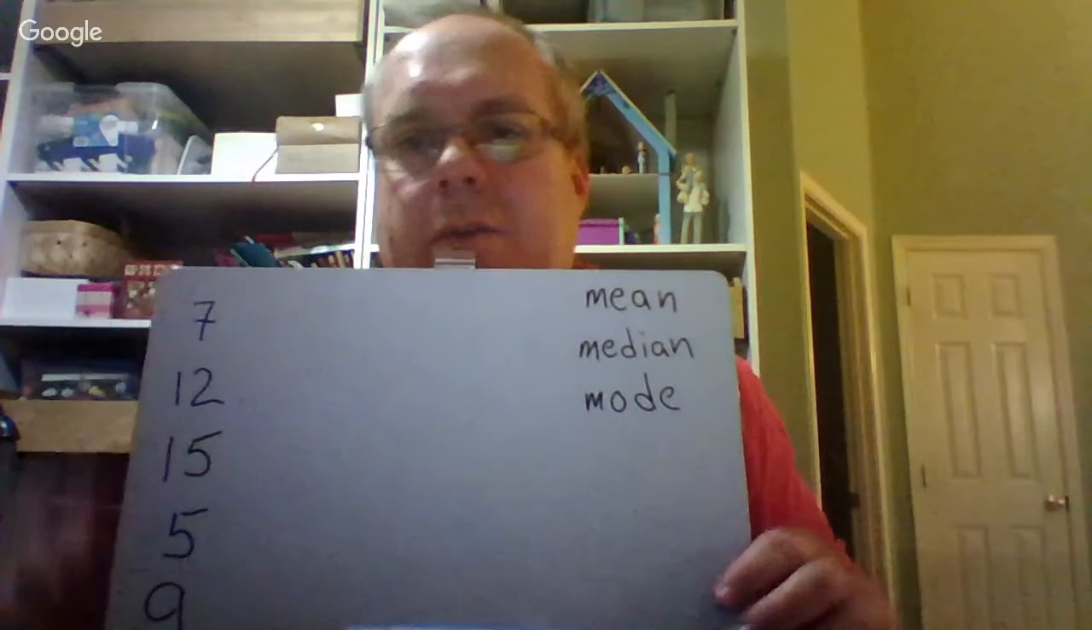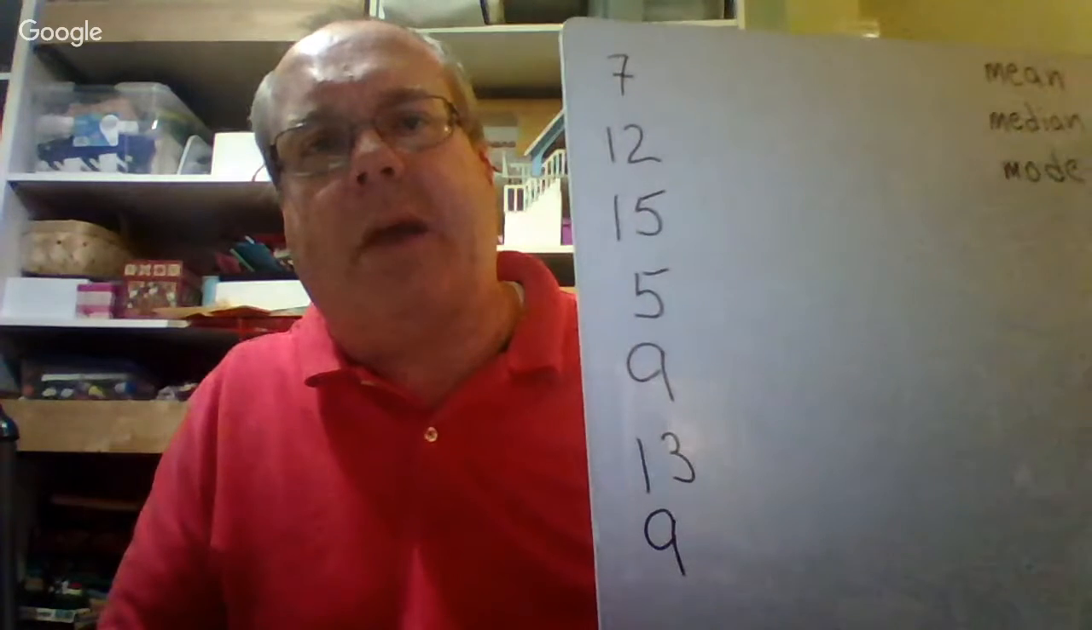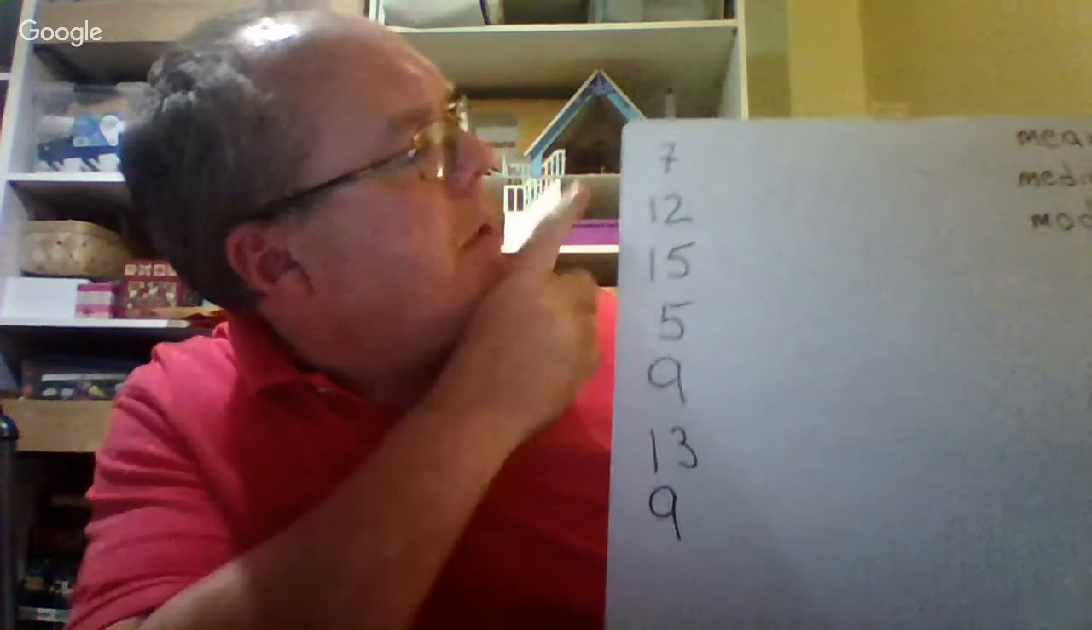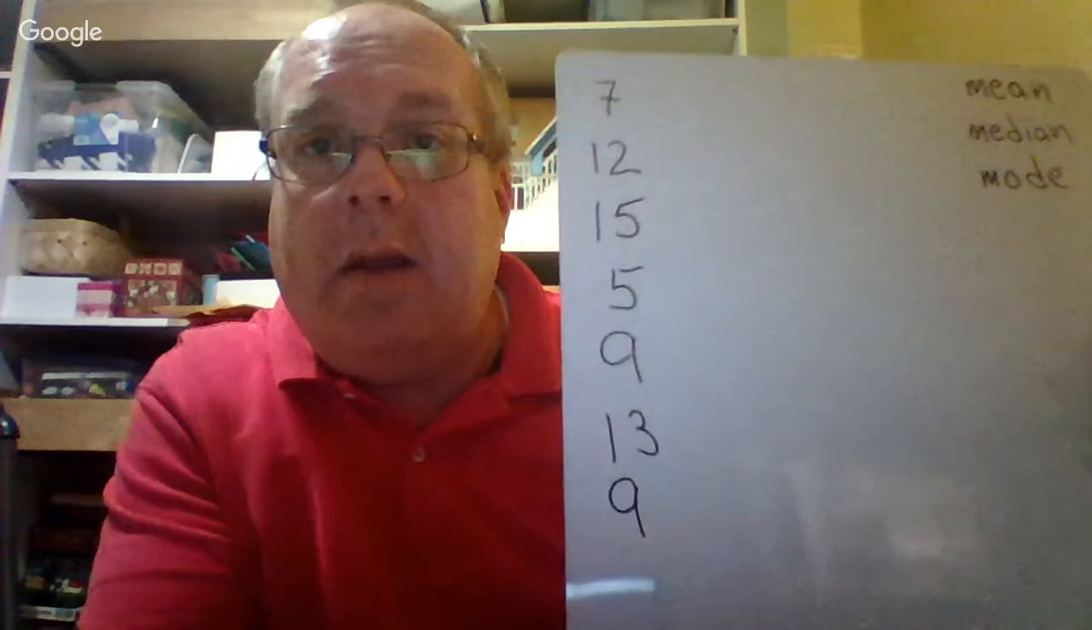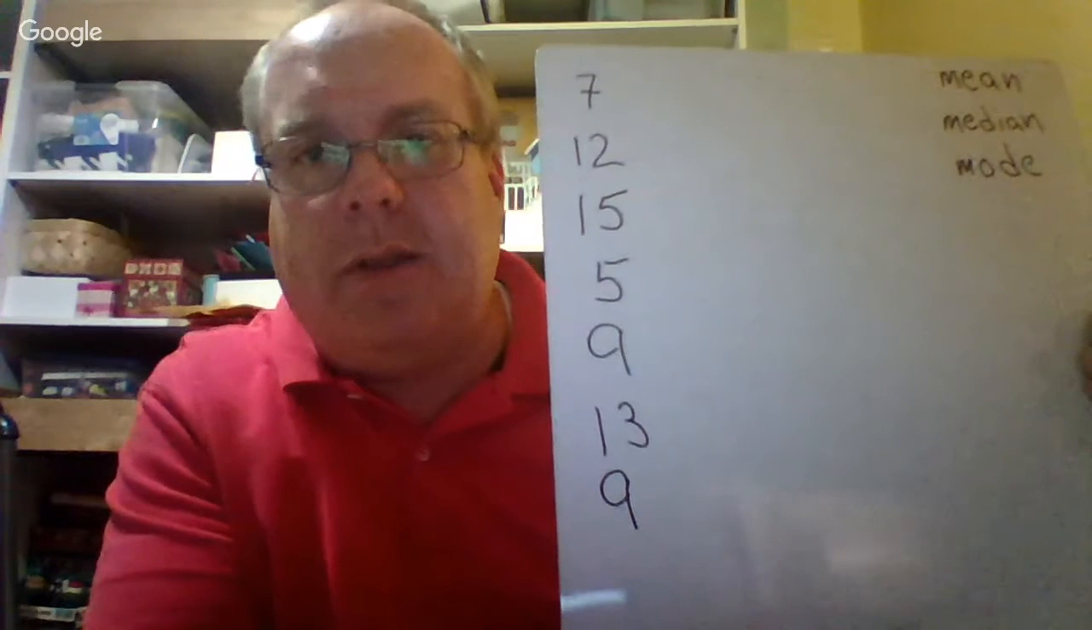Let me show you how to do this real quick. So I've created this data set here. I just made these numbers up out of my head. So we've got 7, 12, 15, 5, 9, 13, and 9. How many numbers are there? 1, 2, 3, 4, 5, 6, 7 numbers. So the way to calculate the mean, and by the way, mean and average are the same thing.